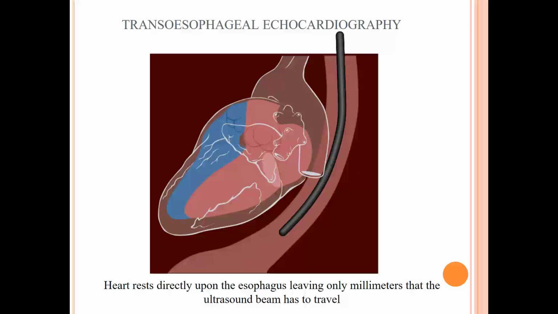But with doing a transesophageal echo, the probe is in the esophagus and the heart rests directly upon the esophagus, leaving only millimeters that the ultrasound beam has to travel.